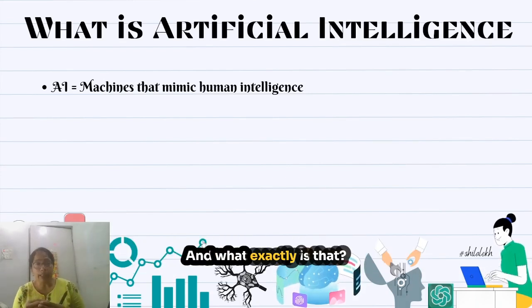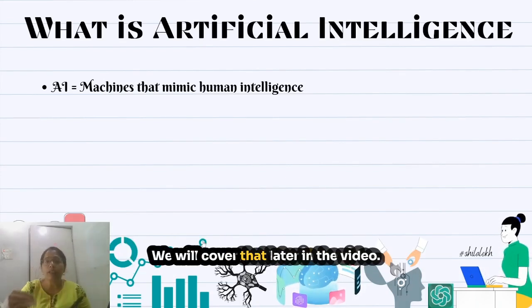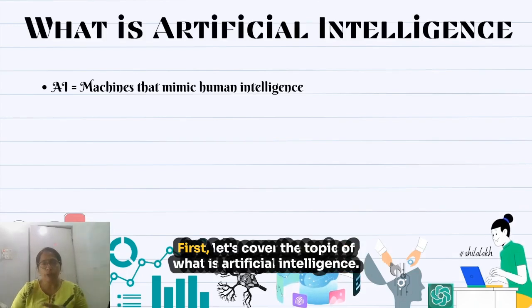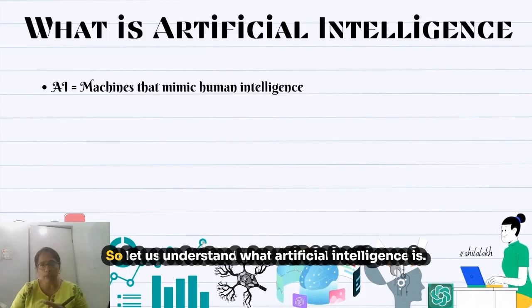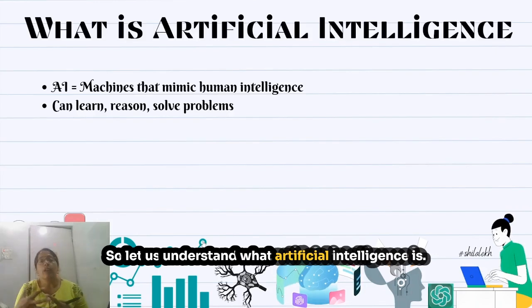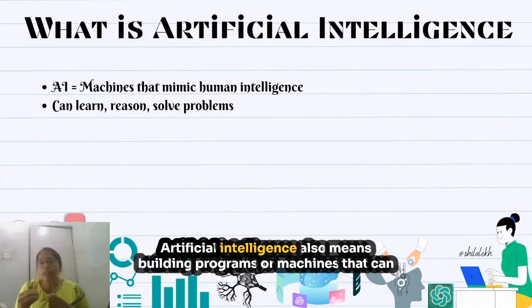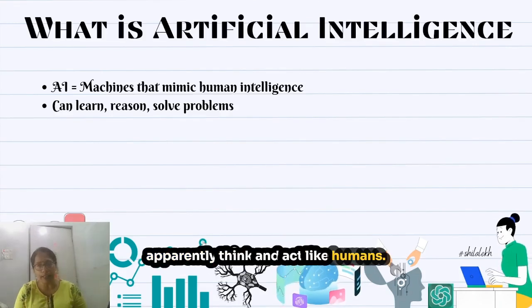And what exactly is that? We will cover that later in the video. First, let's cover the topic of what is artificial intelligence. So let us understand what artificial intelligence is. Artificial intelligence also means building programs or machines that can apparently think and act like humans.